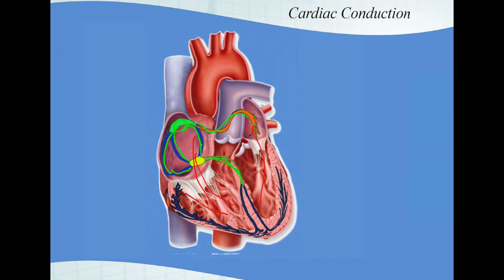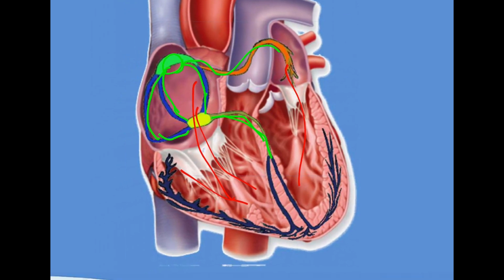And then these bundle branches, that's after the bifurcation, right here. You have the bundle branches, and the depolarization will continue down. And the Purkinje fibers are interspersed in these ventricles, like everywhere in these ventricles. You have Purkinje fibers, and the ventricles just rapidly depolarize really fast, hopefully causing the ventricles to contract and blood to eject to the body and to the lungs.